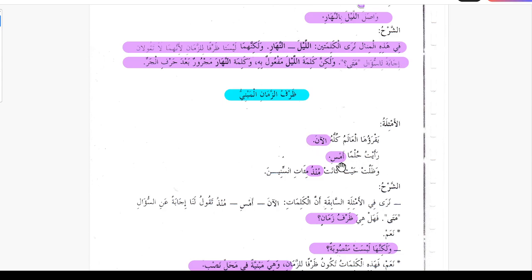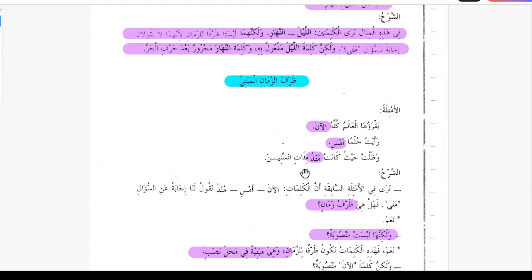Raitu hulman amsi, I saw a dream yesterday. So amsi is zarfu zaman, it is not mansub. But when did I see the dream? Yesterday. Wazallat haisu kanat munzu miyatis sinnina, and it remained like this since hundreds of years. So munzu is answering the question of when, so it is zarfu zaman, but it is not mansub.